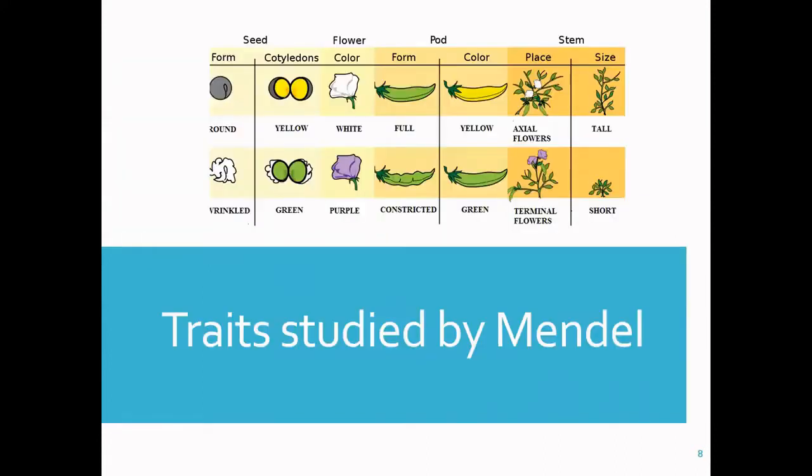These are the traits that were studied by Mendel. Form, whether it was round or wrinkled, the color of the seed cotyledons, yellow or green, the color of the flower, white or purple, the form of the pod, full or constricted, the color of the pod, yellow or green, the location of the flowers on the stem, whether they were axial or terminal, and the size of the stem, whether it was tall or short.